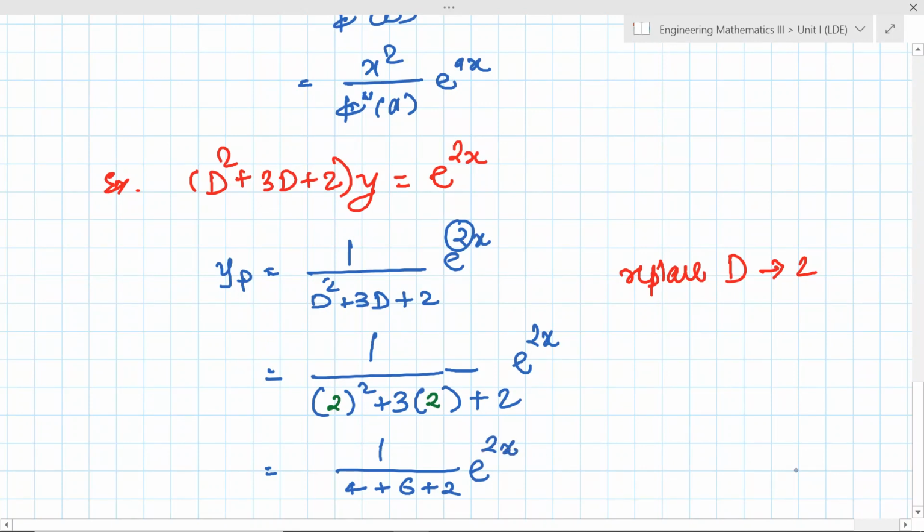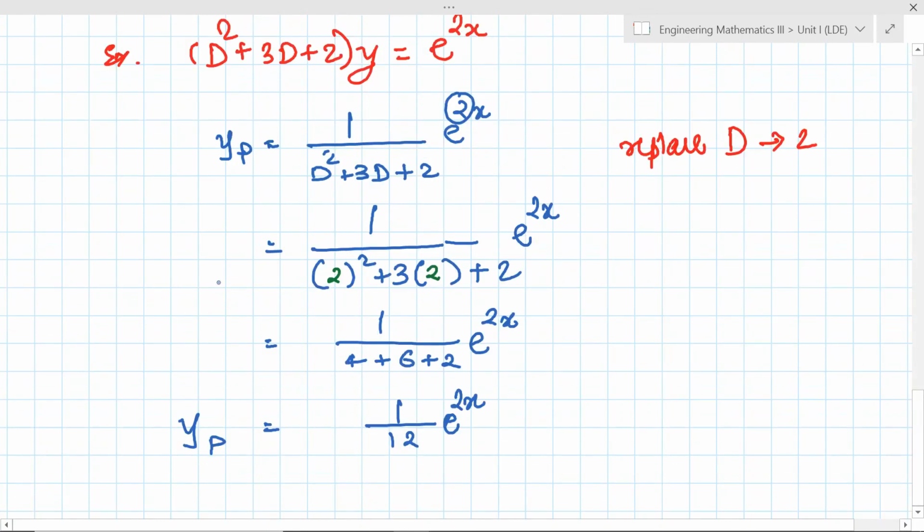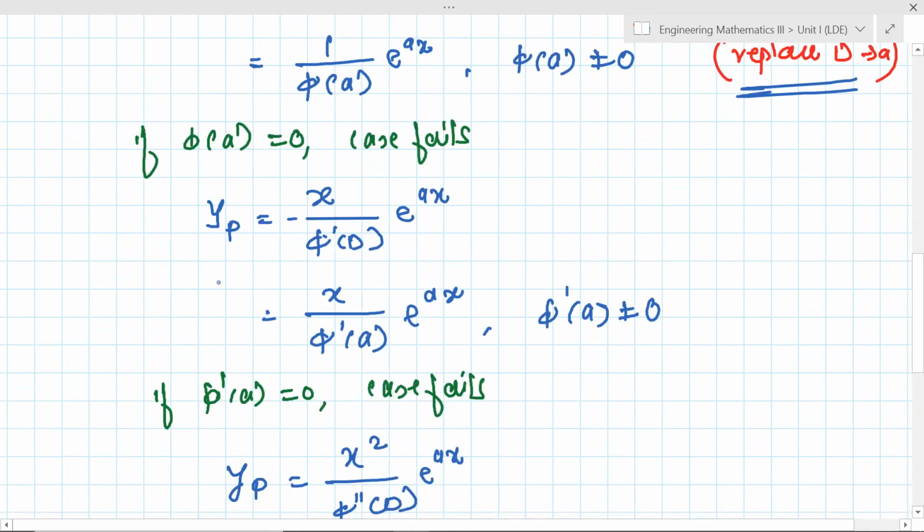And what is my final answer here? This is equal to 1 upon 4 plus 6 is 10, plus 2 is 12. So 1 by 12 e raised to 2x. That's it, this is my final answer. This is my yp. See, this 12 is not equal to 0, so no need to take the derivative, no need to check the failure of case. So this is a very simple case to understand the shortcut method.